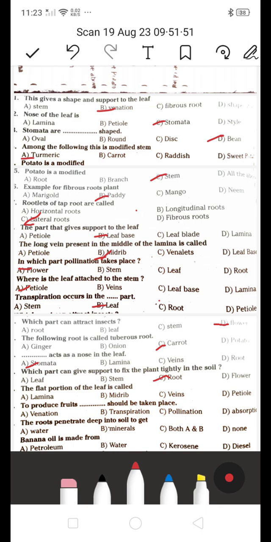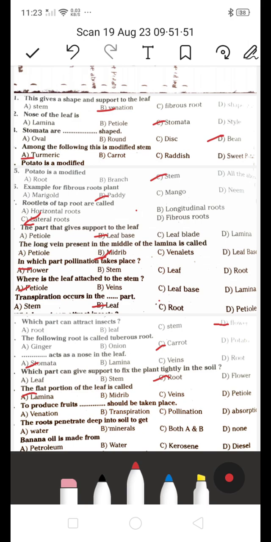The flat portion of the leaf is called, is it lamina, midrib, vein, or petiole? Which is the right answer? The answer is A, lamina. This is the right answer. Lamina's other name is that we can also call it a leaf blade.